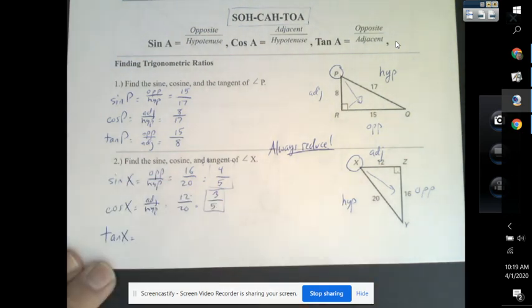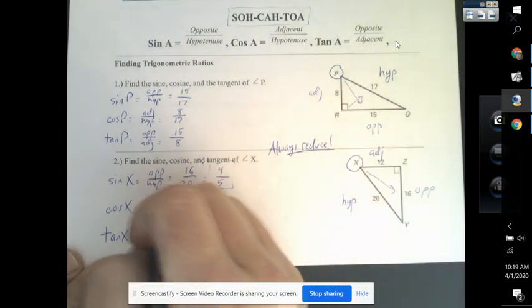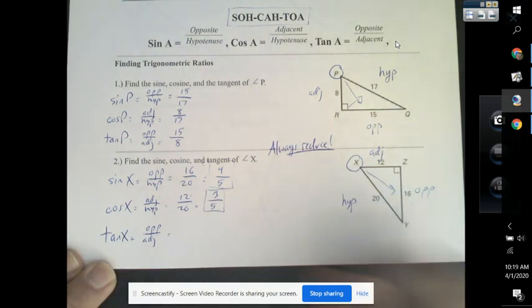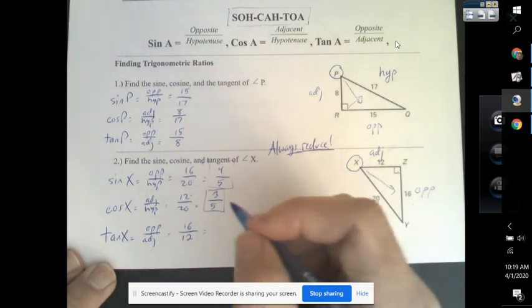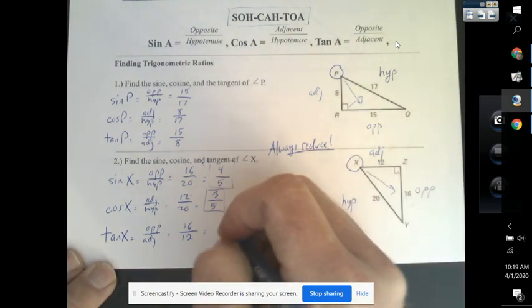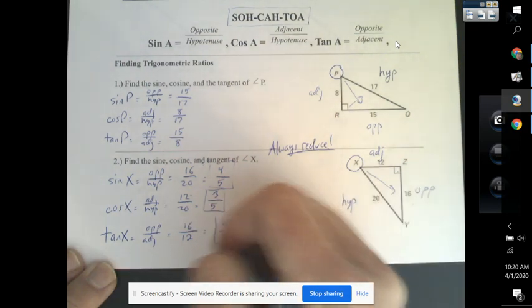One last one. Tangent of X is opposite over adjacent. So my opposite is 16. My adjacent is 12. Looks great. Let's just reduce it down. Kind of noticing a common trend here. It won't always be the same number, but this one it is. 4 can go in on both of them. 16 divided by 4 is 4. 12 divided by 4 is 3.